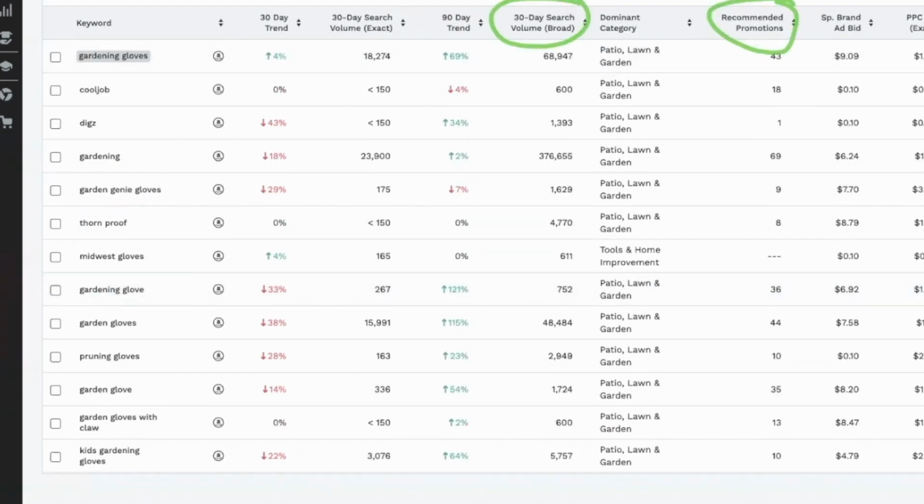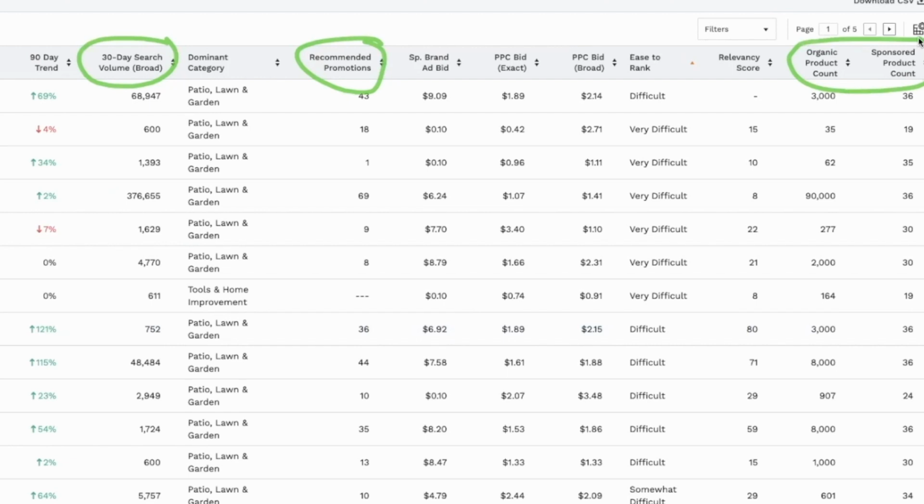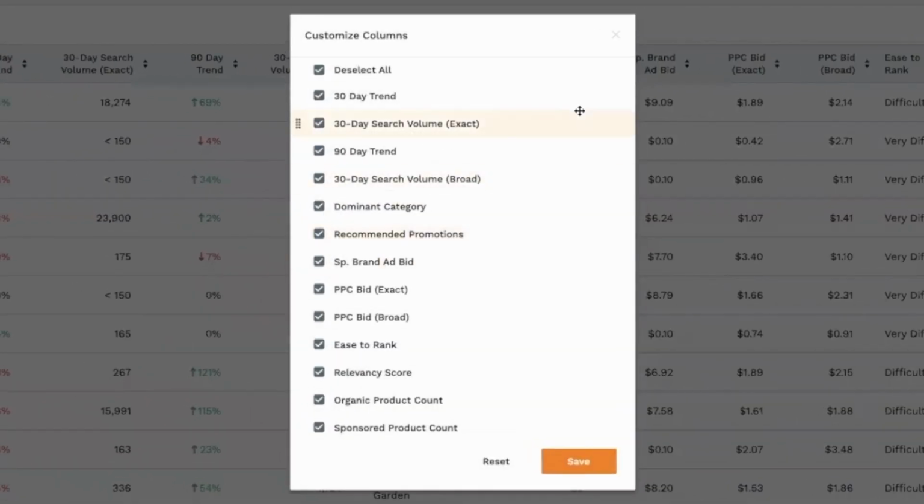I'll just circle them one more time for you that you can look at when doing your keyword research for your different product ideas and things. So yeah, I would definitely consider customizing those columns within Keyword Scout to find that data.